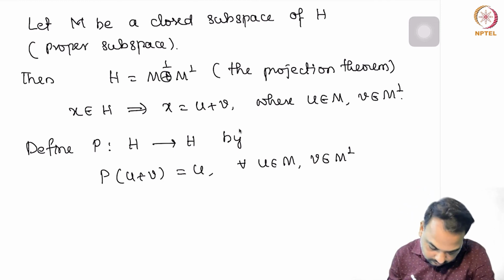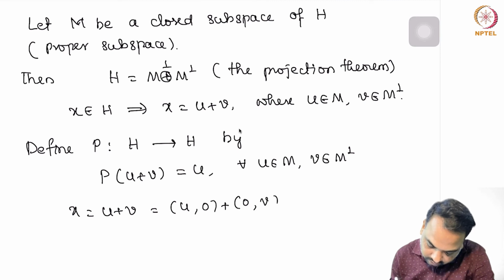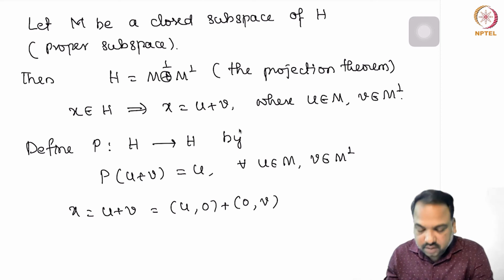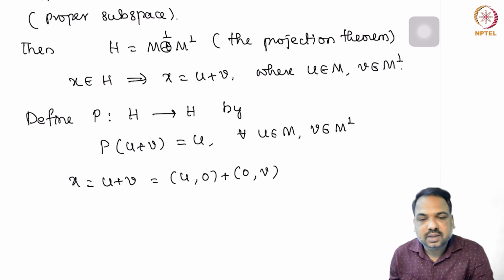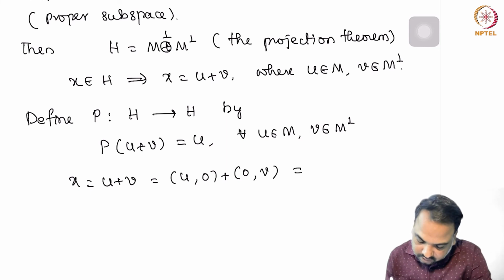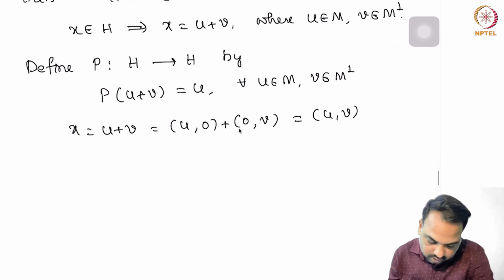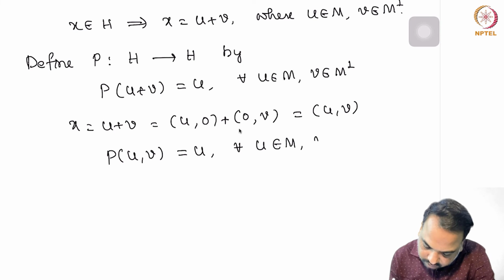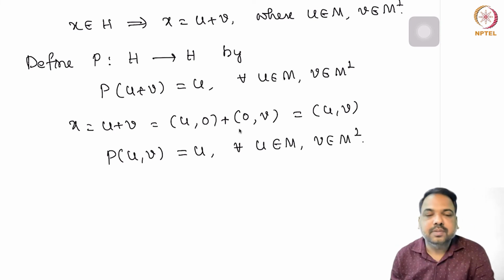In general, x also can be written as u comma 0 plus 0 comma v, because M can be identified as M direct sum 0 as a subspace of H, and M perp can be identified as 0 direct sum M perp in H. So u plus v we can write as (u,0) plus (0,v), so that is nothing but (u,v). So we have defined P of (u,v) as u for every u in M, v in M perp.